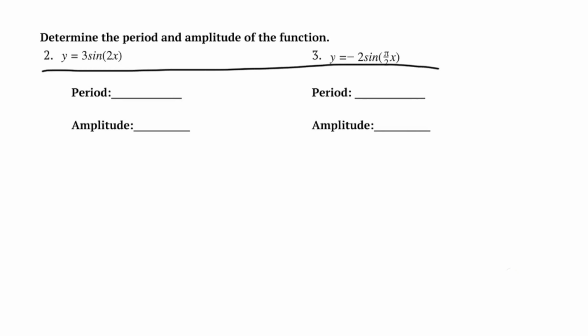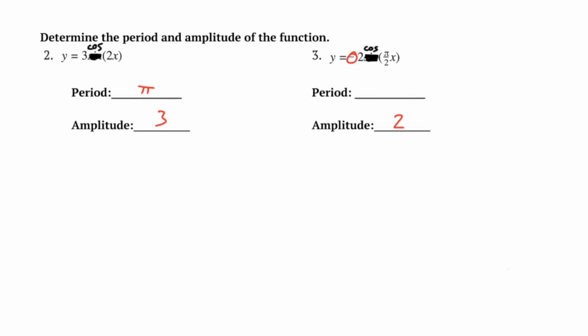These next two examples have the same transformations as the first two examples did. It's just a typo that says sine instead of cosine. But the transformations affect the graph exactly the same way. So the amplitude is still 3, and the period would still be pi, just like it was before. And then over here, the amplitude is 2. Remember, we ignore the negative, and the period was 4. So remember, the only difference between sine and cosine is just that starting point. Sine starts at 0, cosine starts at 1.